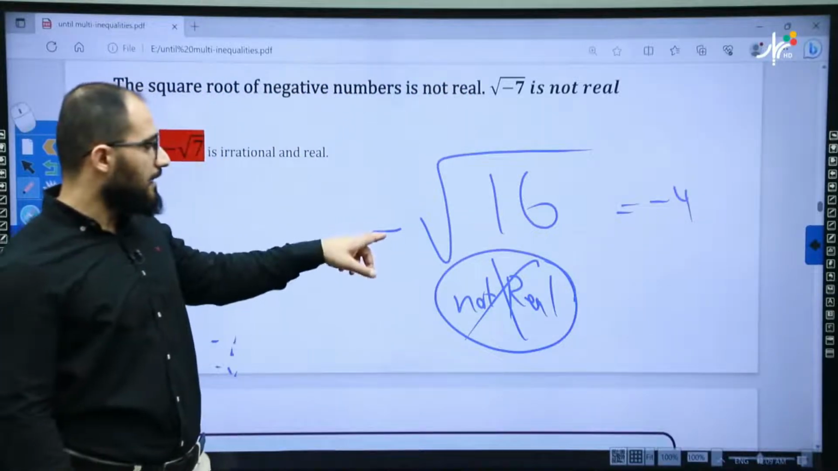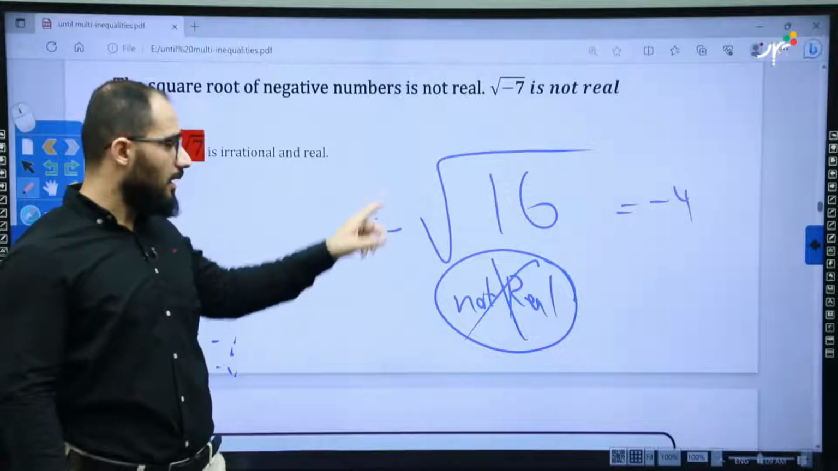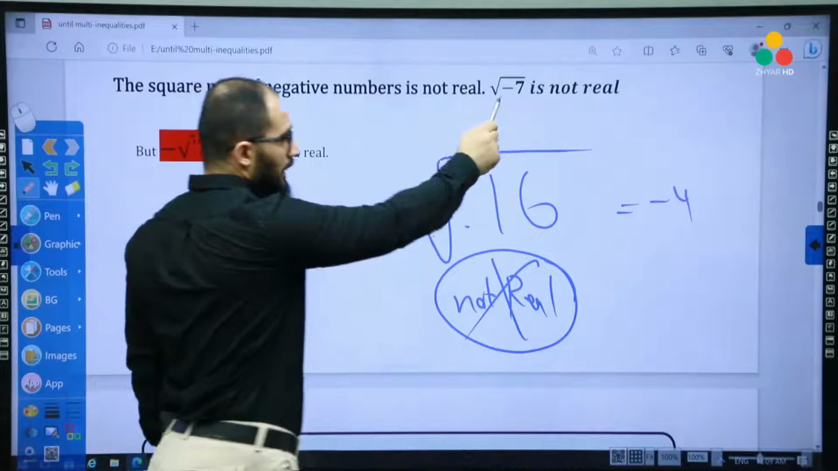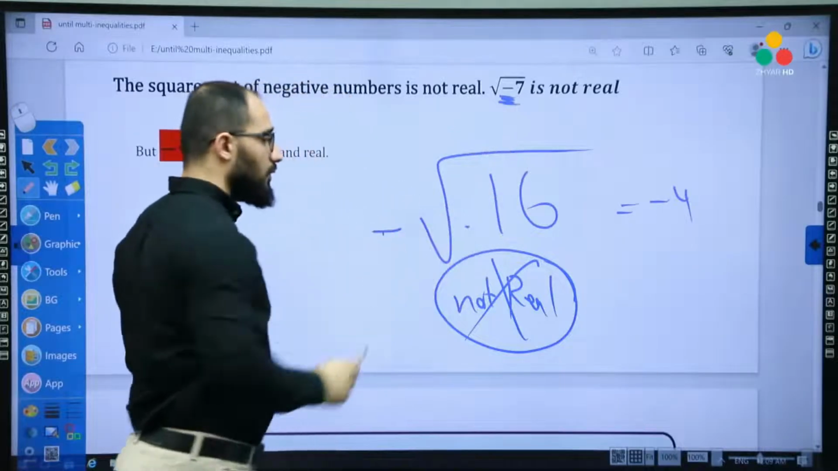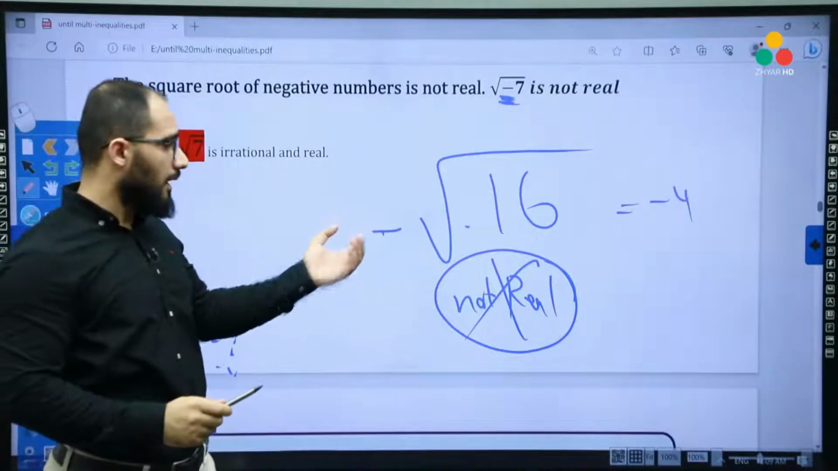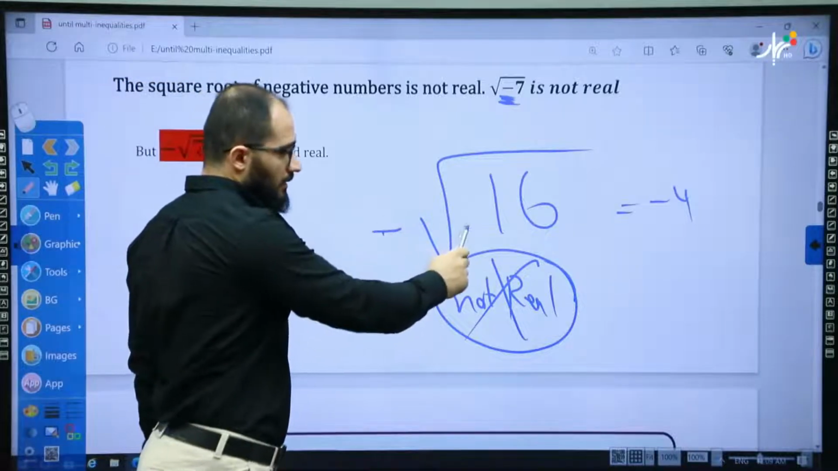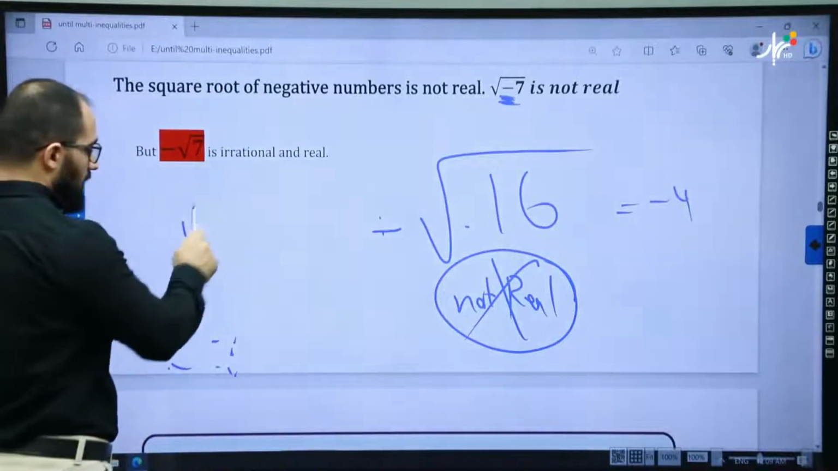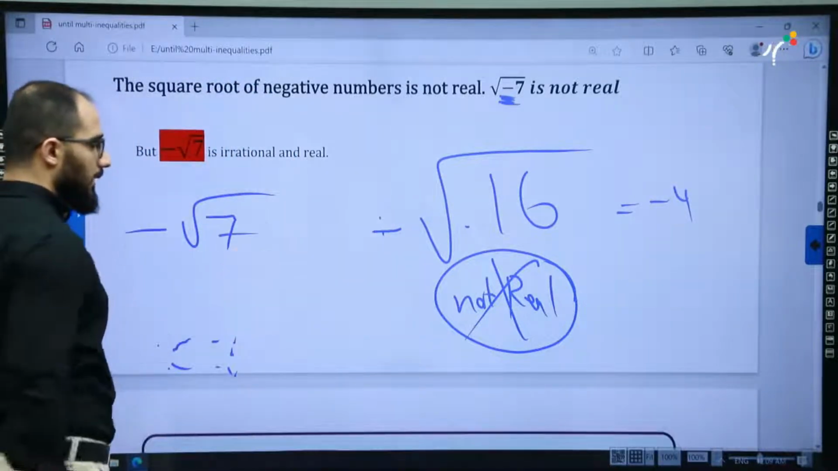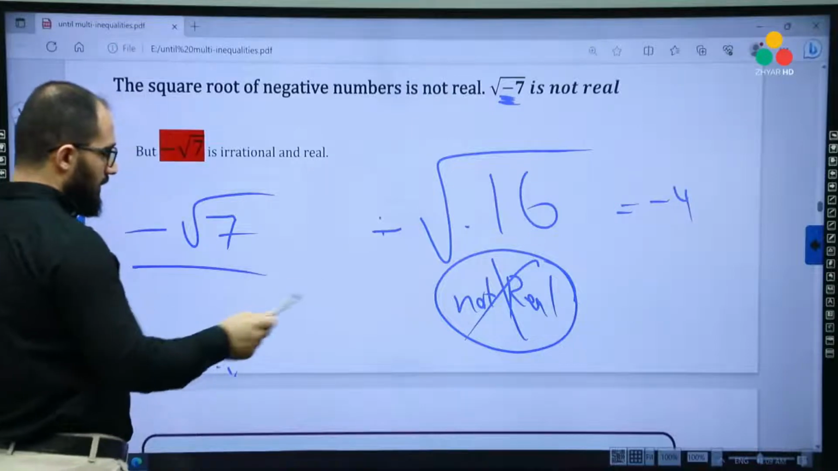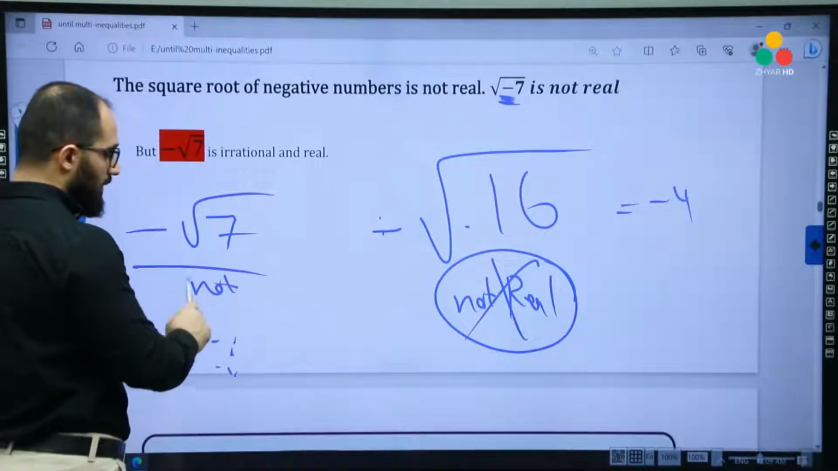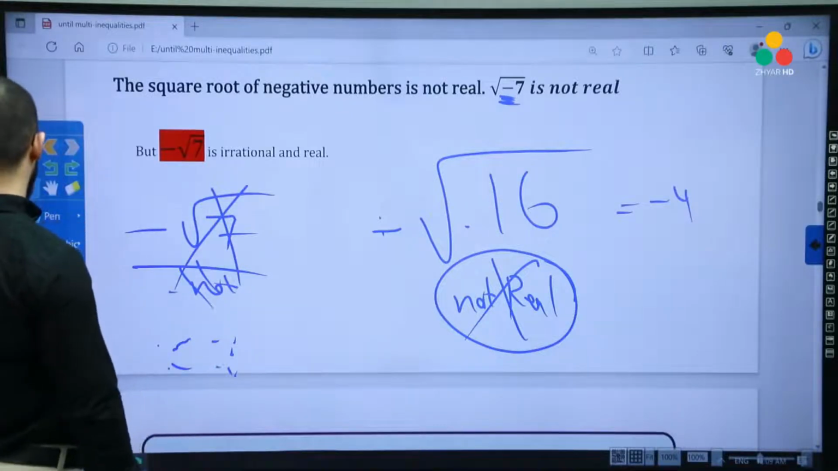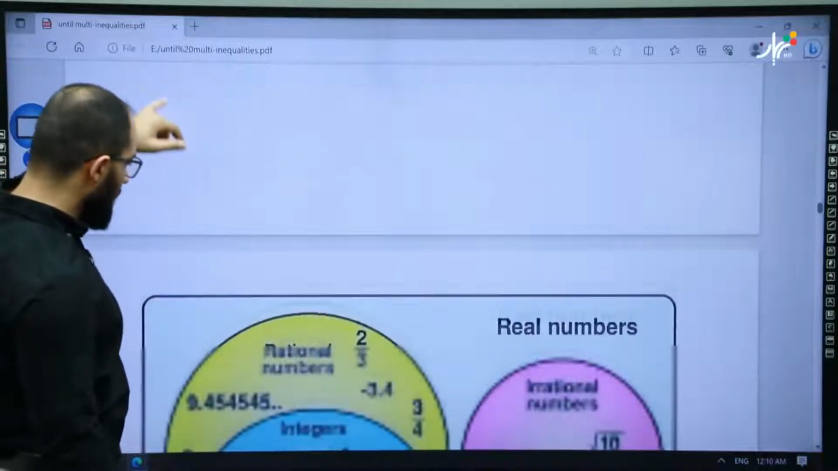The negative is not inside the square root. It must be inside it, not outside. We don't care about the outside of the square root. If you do not have a negative inside the square root, it's okay. So be careful, you might say it's not real, but it is real.